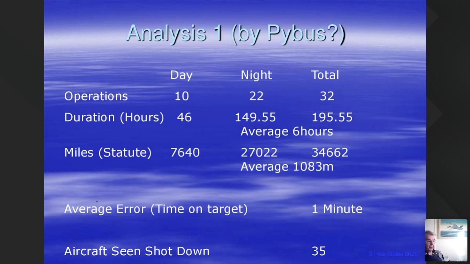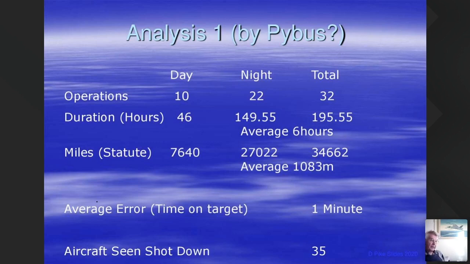The average error in the time on target, in other words, how close they were to the time they were actually told to get there, was 1 minute. And it was very important. That was a good result, but it was also important that they did keep to time, and we'll talk about why that is later on.